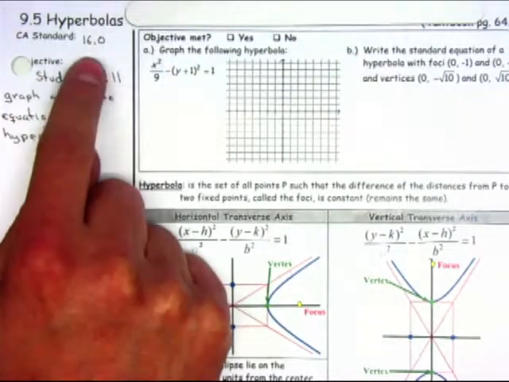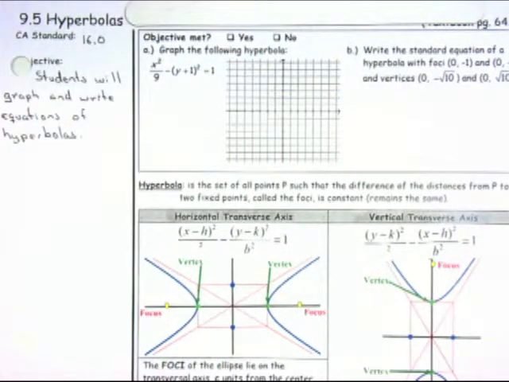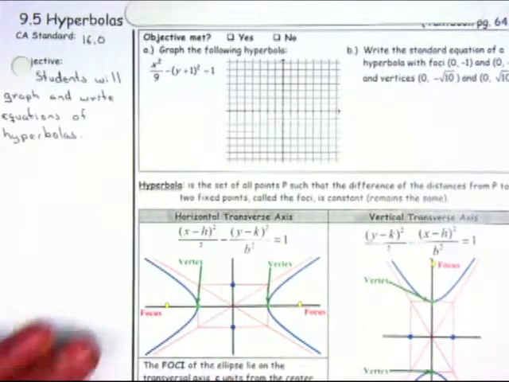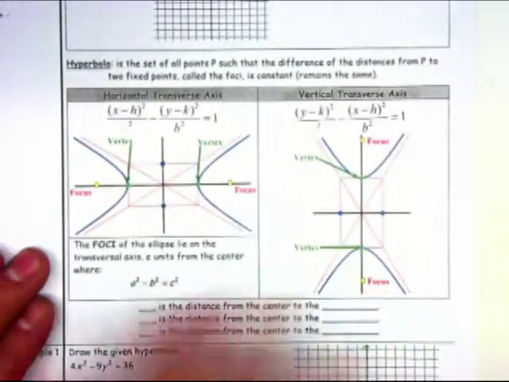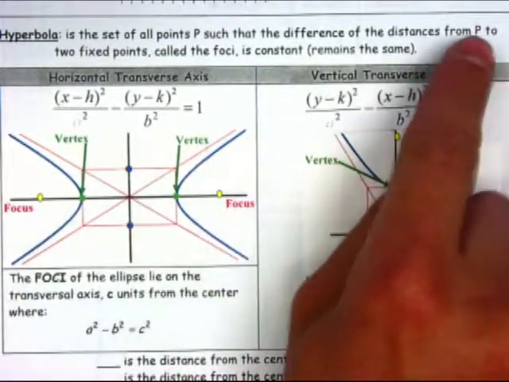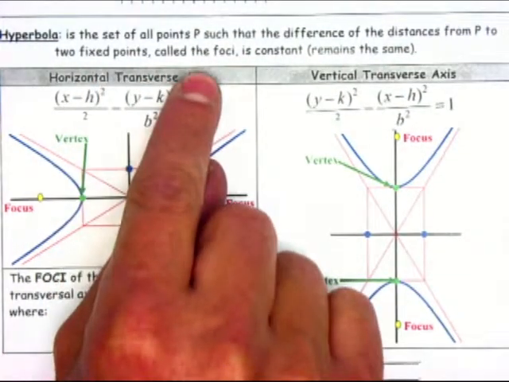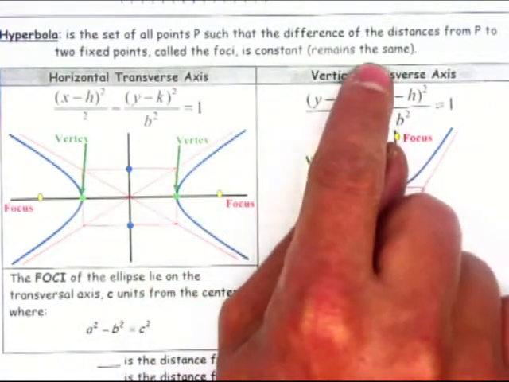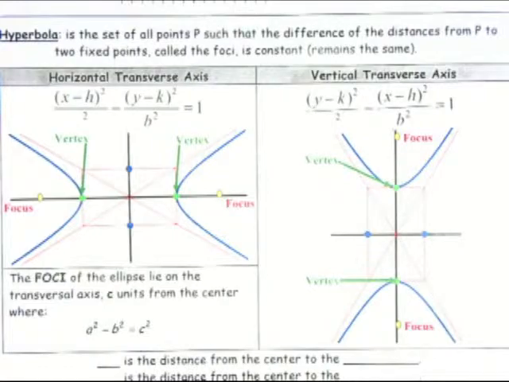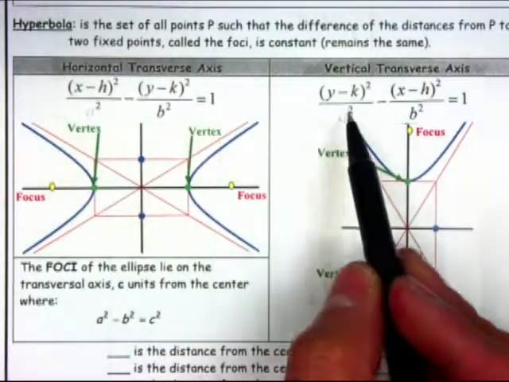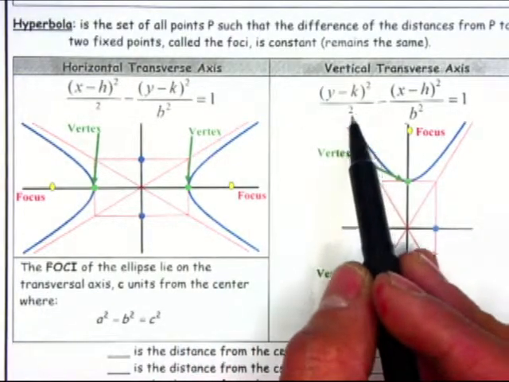On section 9.5, we are looking at standard 16.0, and we are going to be graphing and writing equations of hyperbolas. Now, the definition for a hyperbola is the set of all points P such that the difference from P and two fixed points, called the foci, remains constant. For now, let's just go into the different figures that we have.